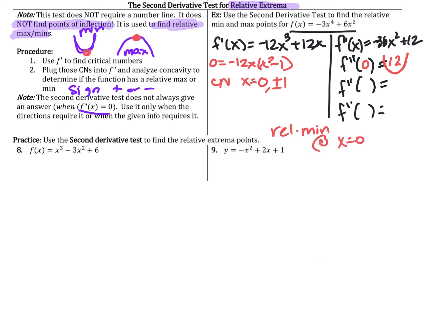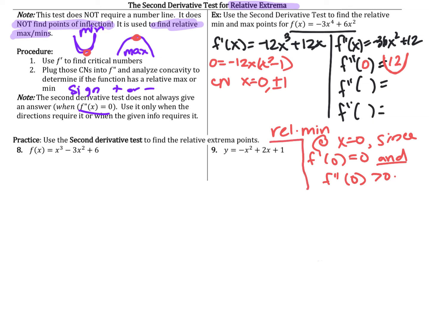at x equals 0, since f prime of 0 equals 0, and so both of these things have to be true. The first derivative has to be 0, and the second derivative at 0 is positive. So that's why we have a relative minimum there.